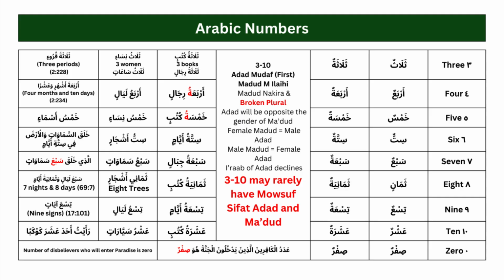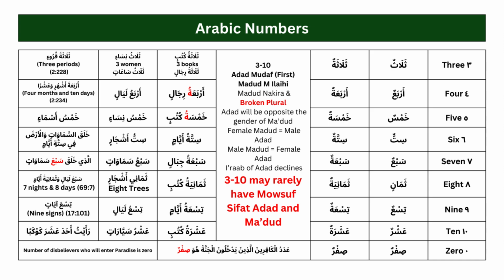The slide also mentions that the i'rab of the number declines, meaning the number itself will show grammatical change according to its position in the sentence. Then there is an important red note. 3 to 10 may rarely have mawsuf, sifa, adad, and madud.